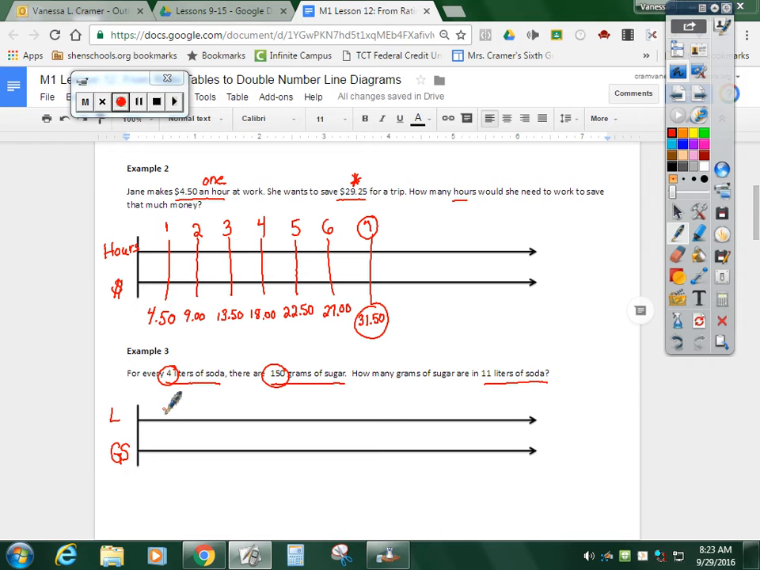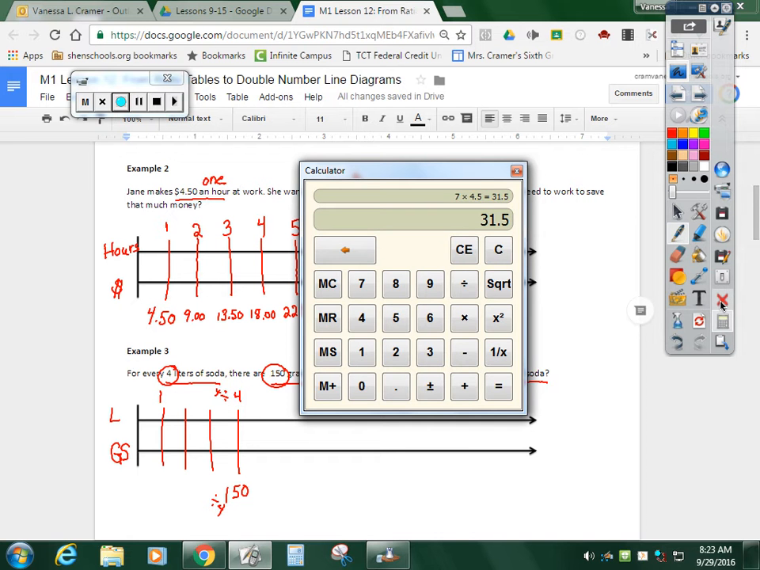And it's going to be 4. So I'm actually going to do 1, 2, 3, 4. 4 liters of soda is 150 grams of sugar. Okay, so I'm going to scale down. I'm going to divide both of these by 4 to its very simplest form. And let me show you what happens. I don't want you to get nervous if you have a decimal in your answer down here. 4 divided by 4. 1 liter of soda. Whatever you do to the top of your double number line, you have to do to the bottom. 150 divided by 4 is 37.5 grams of sugar in just 1 liter of soda.